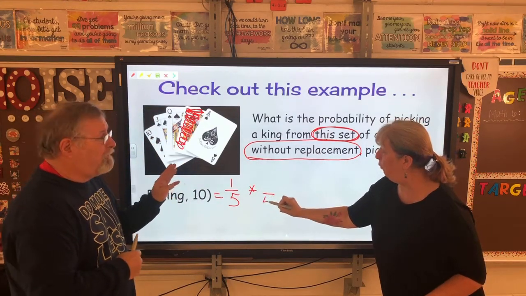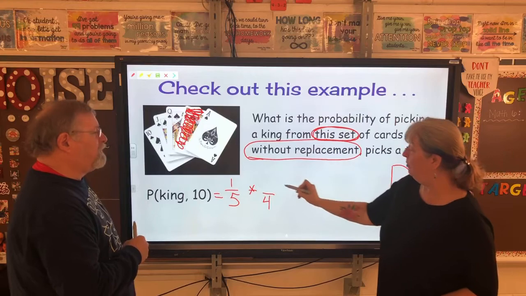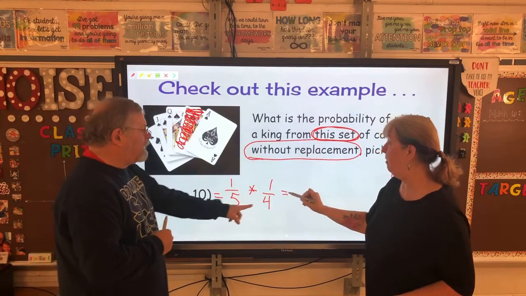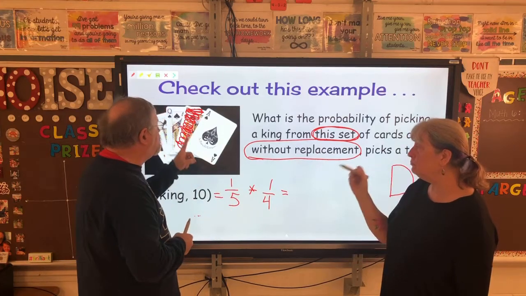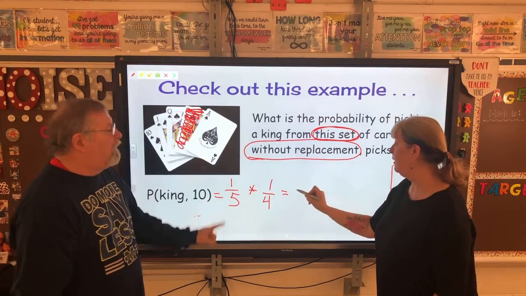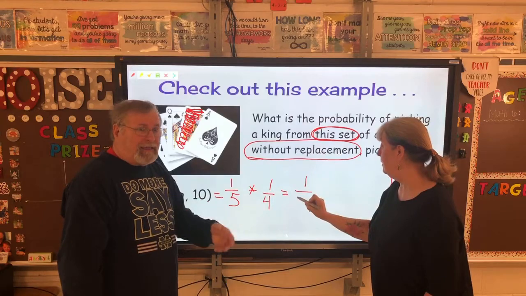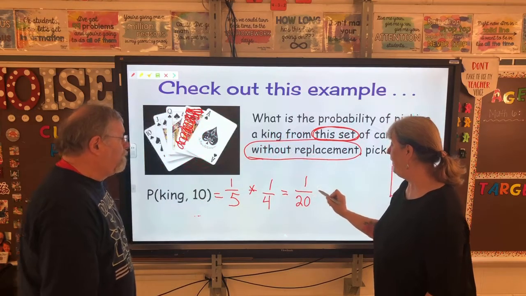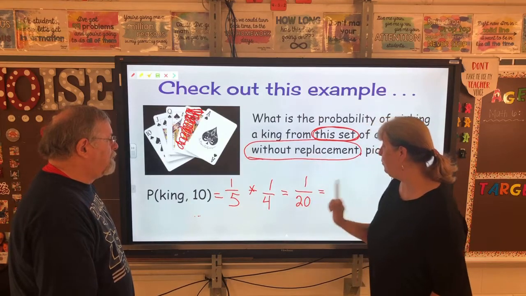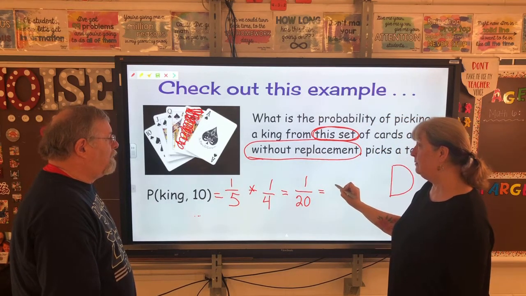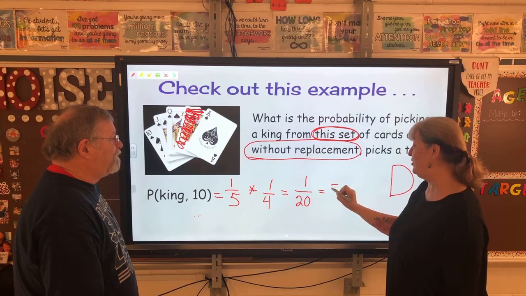So how many cards do we have now? 4. How many 10s are there? Just 1. Oh, look, the denominator changed. We had the same problem, but because we took the king out and didn't put it back, we affected the second one. Now if I multiply that straight across, 1 times 1 is 1, 5 times 4 is 20, 1/20 is? 5%.